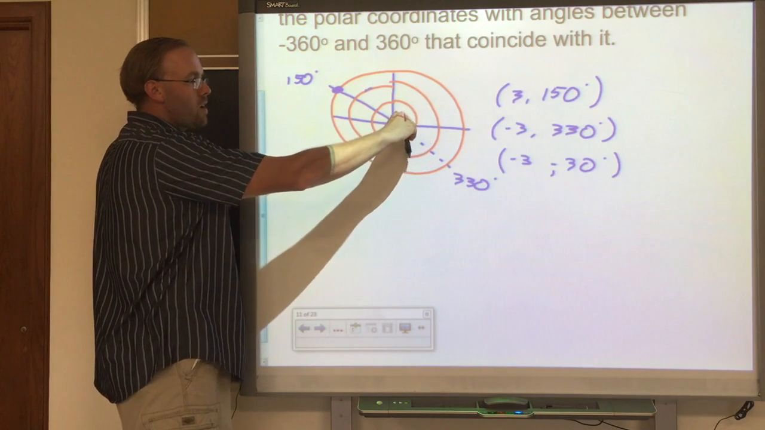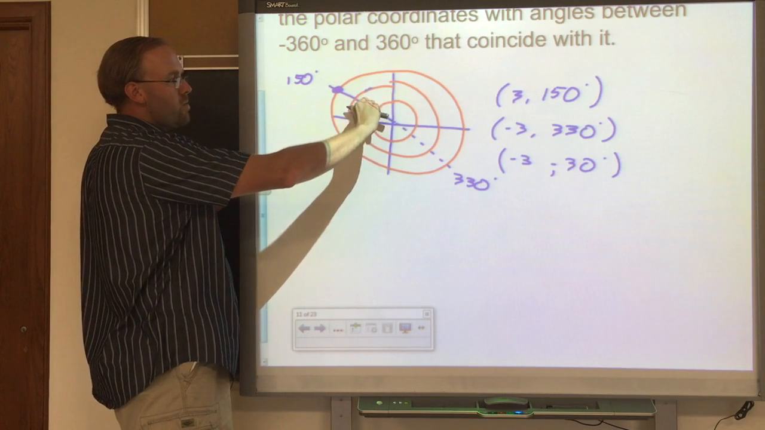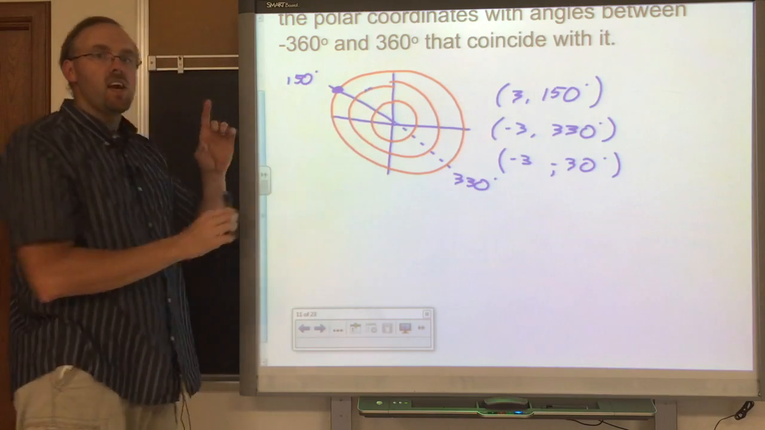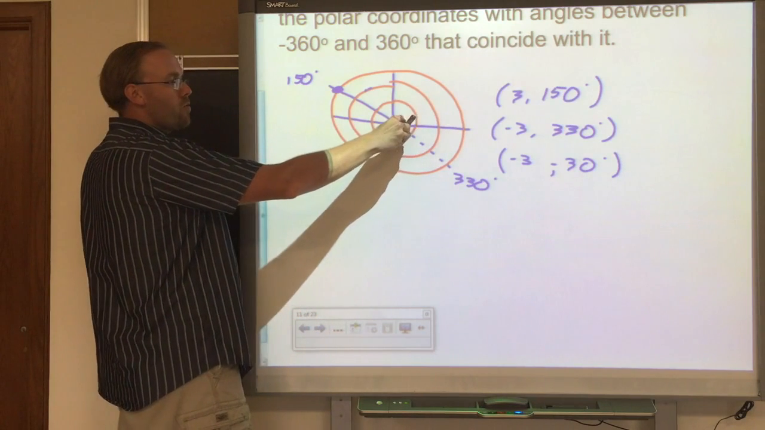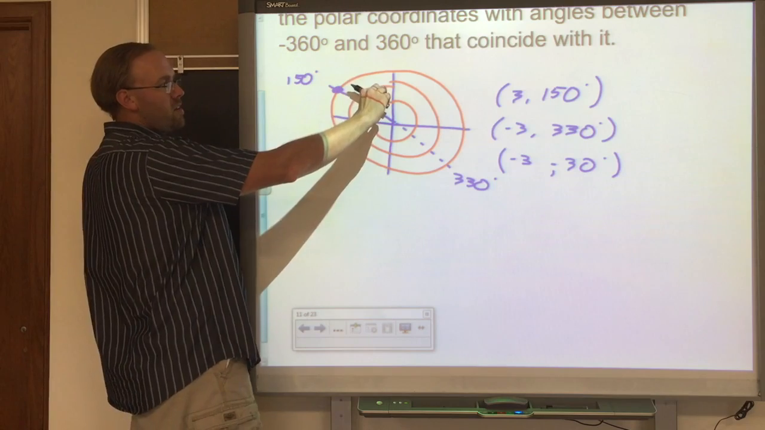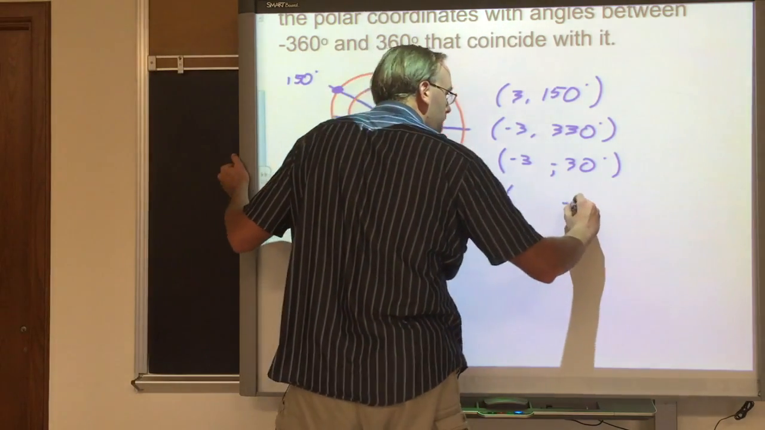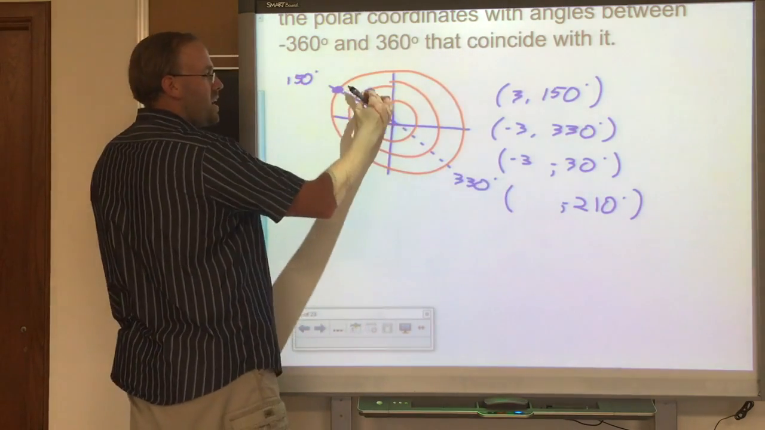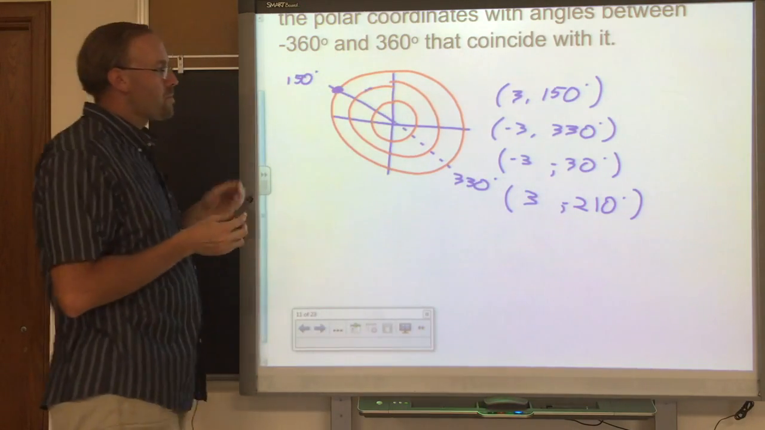Let's keep going. Negative 90? Nope. Negative 180? Nope. What if I have this angle right here? Now again, I'm going backwards. So how many degrees do I go from 0 backwards? Well, I'm 30 degrees past negative 180. So my angle is negative 210 degrees. And since I'm pointing at it, my R value would be positive 3.